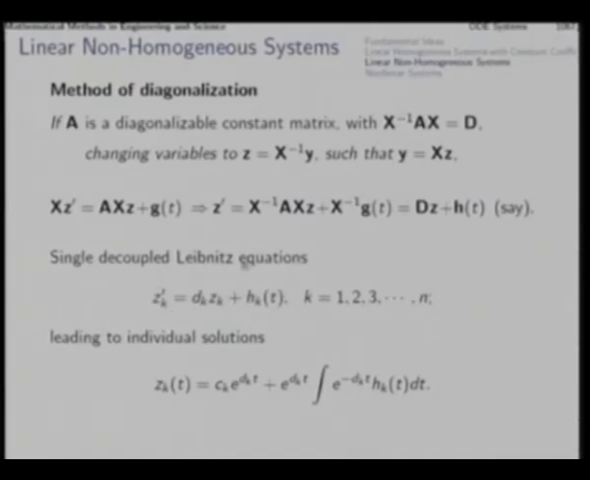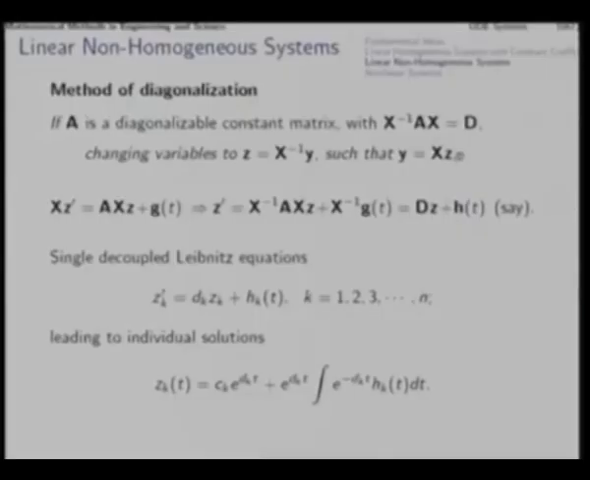So, these individual Leibniz equations can be solved like this, which we studied a few lectures back, and then after getting z1(t), z2(t), z3(t), and so on, the entire z(t), that vector function, is found, and that can be then multiplied with X, which gives us y(t). So, this is the method of diagonalization.